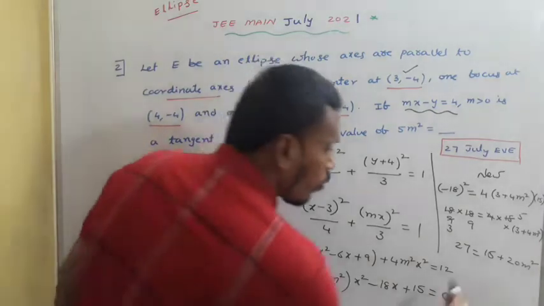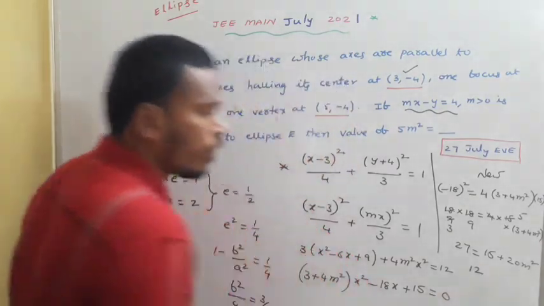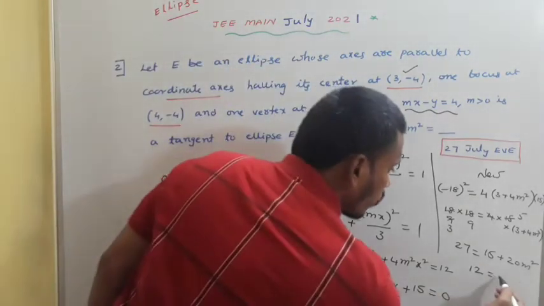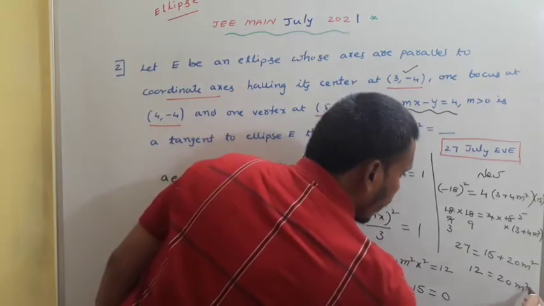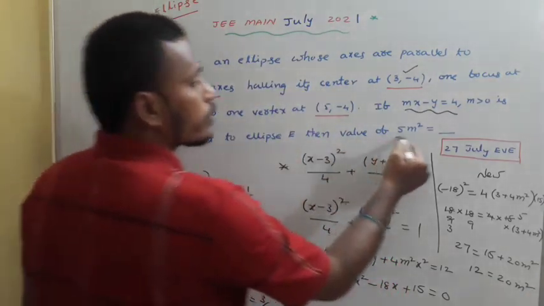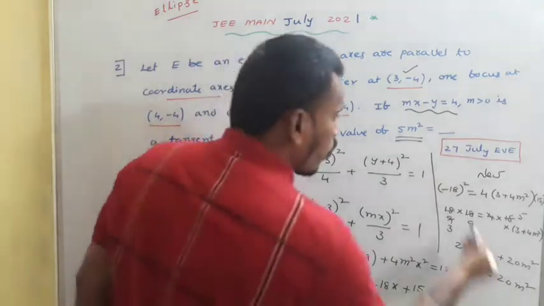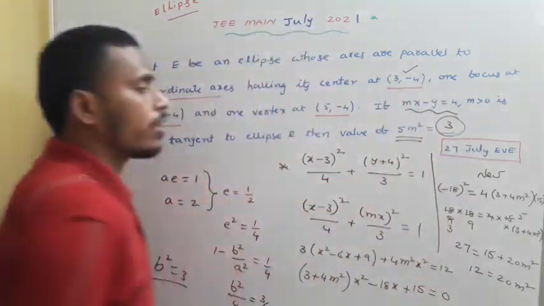Now 3 nines are 27, and 5 threes are 15 + 20m^2. 27 minus 15 is how much? 27 minus 15 is 12, right? 12 = 20m^2. The question is about finding 5m^2, so divide by 4. So 5m^2 = 3. That's our answer at the end.